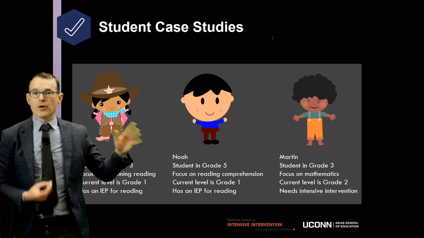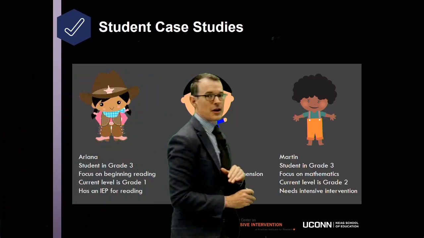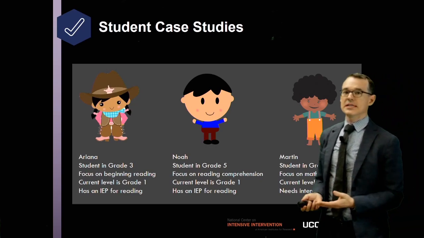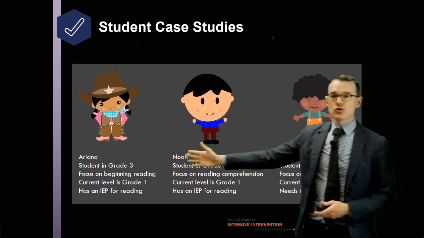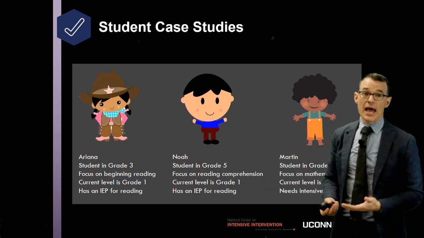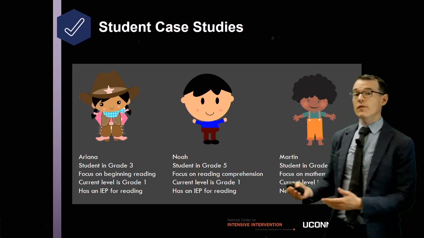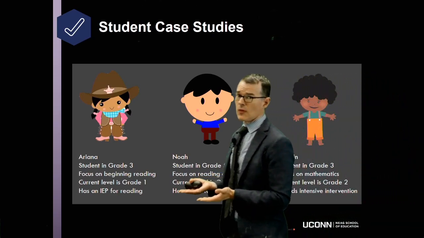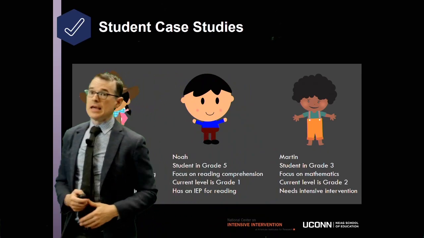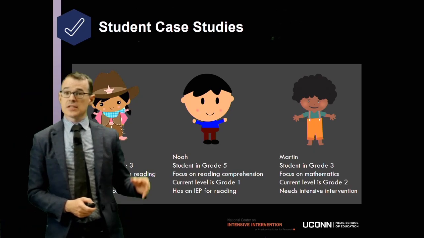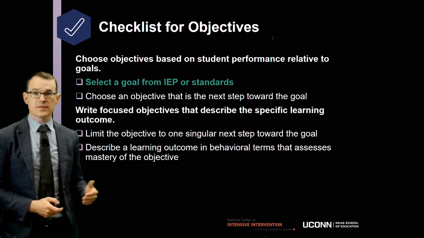I'm going to get some help from our imaginary students here. These are Ariana, Noah, and Martin, and their descriptions are written in the workbook, so I'm not going to go over them in detail with you, but you can see that these are students who have different needs, some with IEPs, some who just need intensive intervention, but do not have a specified IEP, and all of them are performing slightly below grade level. You also notice here that all three of them are focusing on different areas of instruction because I wanted to give you a range of them. So we're going to talk about these kids in terms of the different aspects of the checklist.